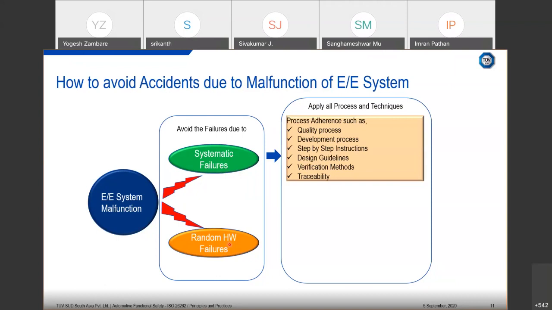Similarly, random hardware failures can happen at any point of time, unpredictably, due to stress, aging, wear and tear during the useful lifetime of the hardware element or the product, I can say.